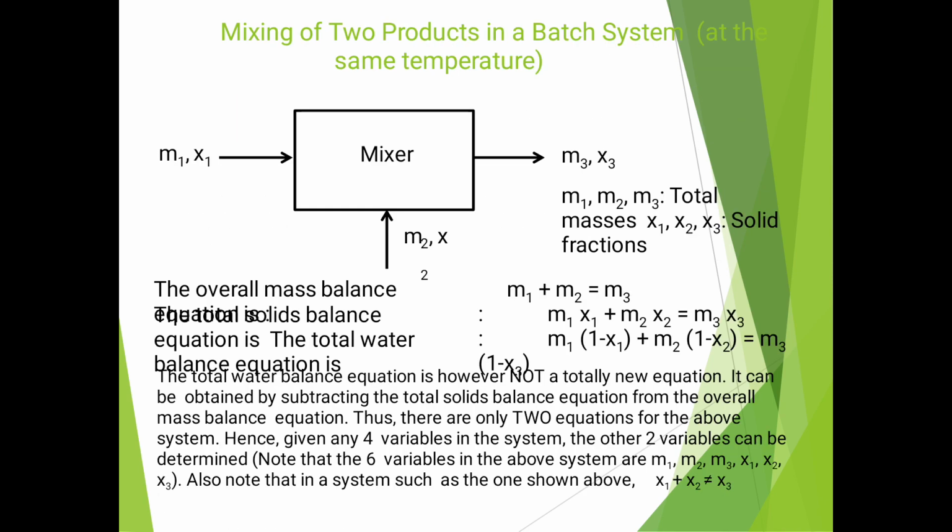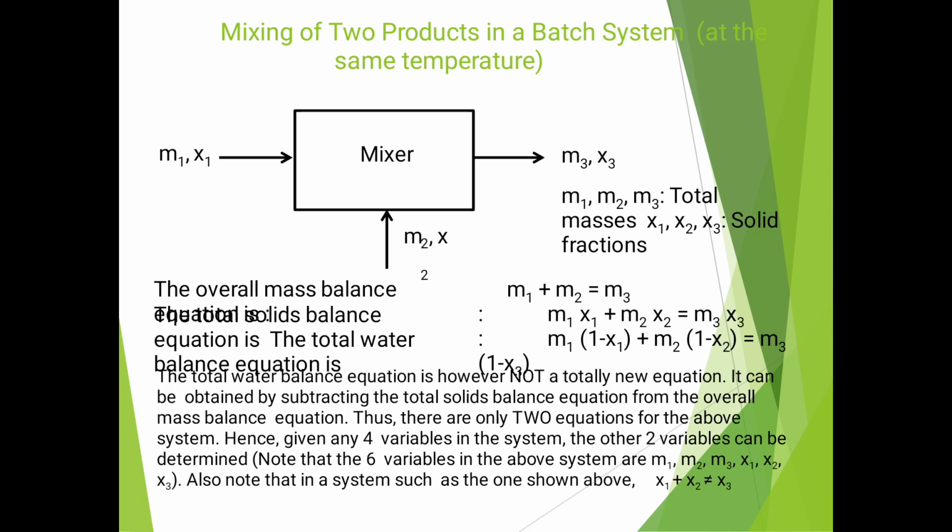Next, mixing of two products in a batch system at the same temperature. Here M1 and X1 are the mass and solid fraction of product 1, and M2 and X2 are those of product 2. After a particular time of mixing, M3 and X3 will be the total mass and the solid fraction of stream 3. The total water balance equation is not a totally new equation. It can be obtained by subtracting the total solids balance equation from the overall mass balance equation. Thus there are only two equations for the above system.